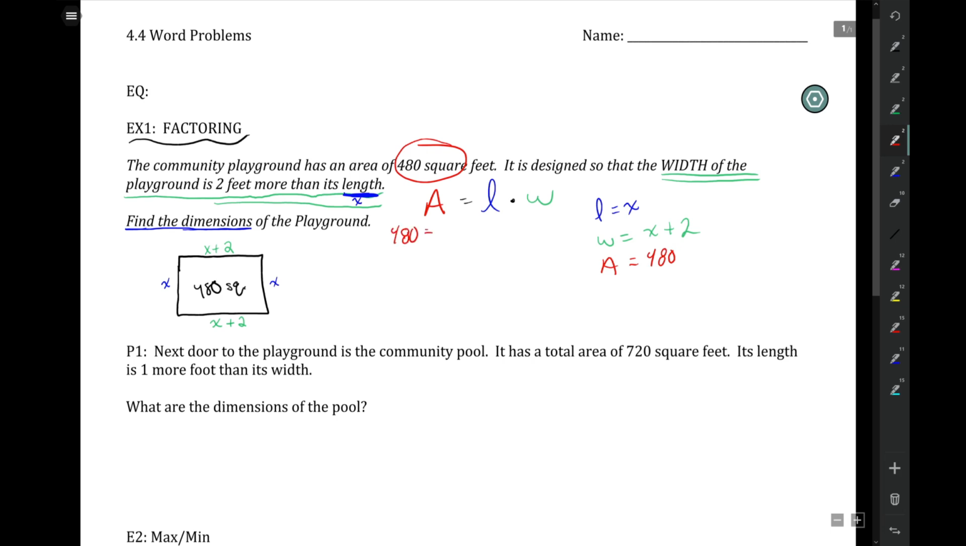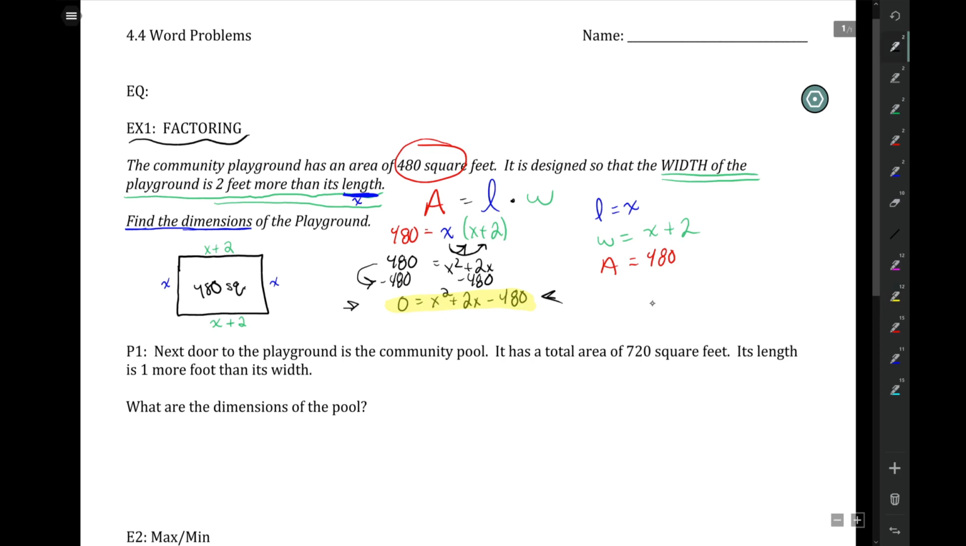480 equals our length times our width. All this here means we're going to need to factor and FOIL, distribute. So x squared plus 2x equals 480. Now to solve this, you need to get 480 to the other side. So I'm going to need to subtract 480. And you have 0 equals x squared plus 2x minus 480. So at this point now, this should look familiar. We're going to need to factor this in order to solve it.